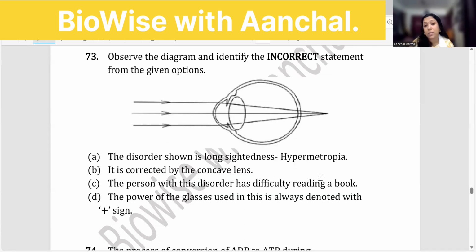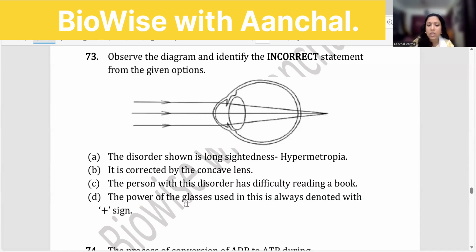Now, incorrect statement, first of all, here the image is being formed beyond the retina. That means it is what? Hypermetropia. Okay? That is hypermetropia. And you can see the far objects, but you cannot see the nearer objects. Okay. Now, hypermetropia, the person with this disorder has difficulty in reading book.